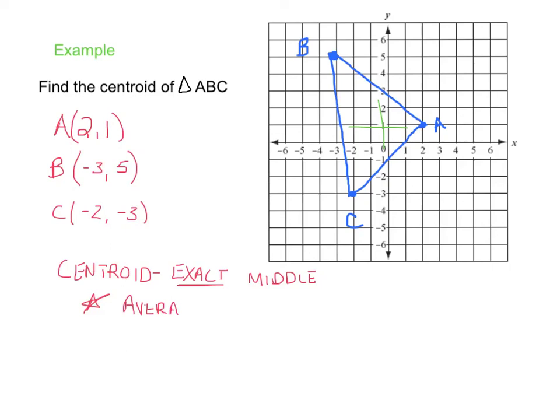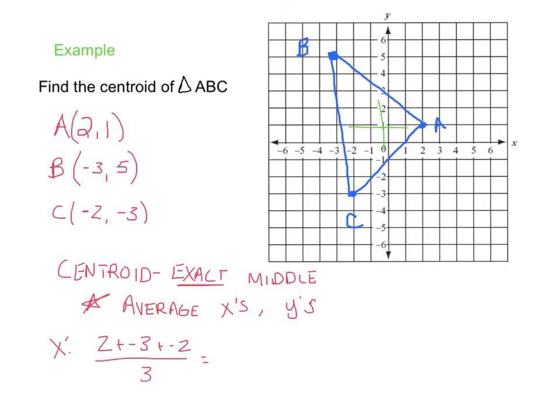Because it's the exact middle, all we have to do is average the x's, and we need to average the y's. We're finding the average x, the average y, the middle x, the middle y. So let's talk about the x's. If you remember, you find the average: you add up all the numbers and divide by how many you added. So 2 plus negative 3 plus negative 2. And how many things did we add? 3, so you divide by 3.